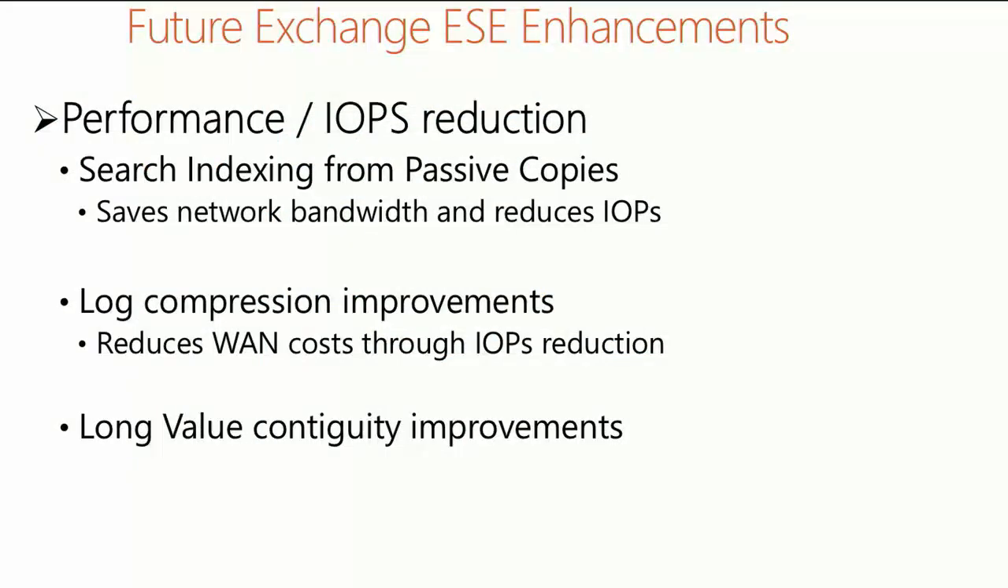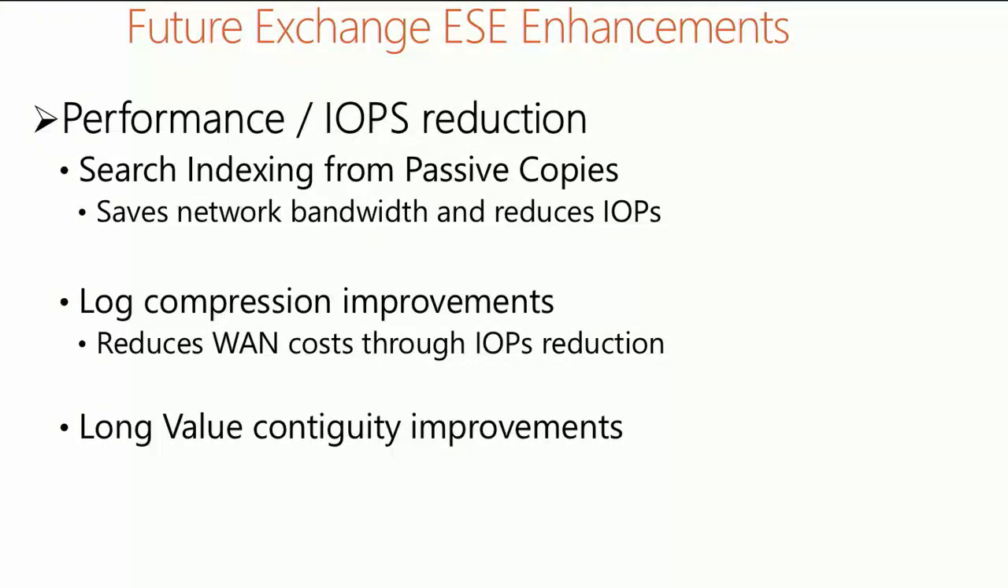Under performance and IOPS, again, looking at what's coming down the pipeline, we are working on a feature that allows search to index from passive copies. Basically, the goal is, today in HA, if you've got 3 or 4 database copies, for search to index content, they all go back to the active, even on the passive copies. By having search be able to index from the local passive copy, this significantly reduces WAN bandwidth and IOPS as well. So that should be pretty exciting.